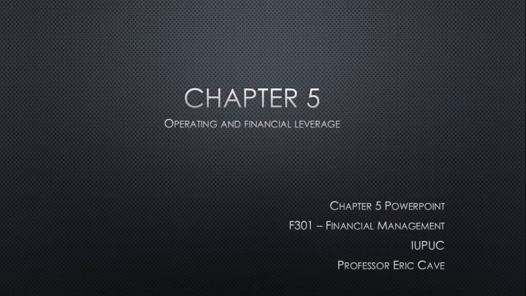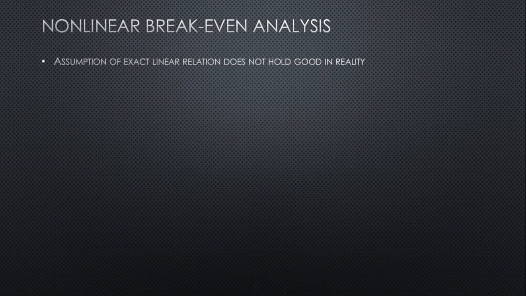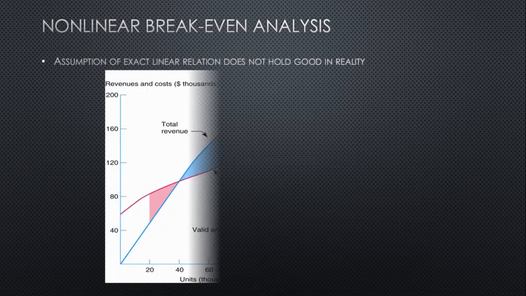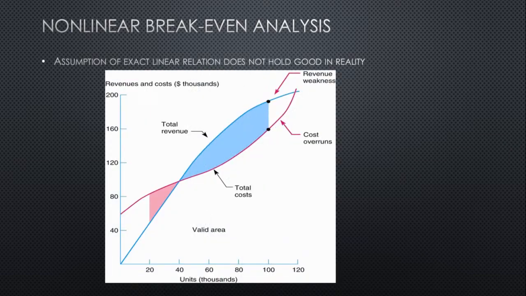Chapter 5, Operating and Financial Leverage. The next thing would be nonlinear break-even analysis. The assumption of exact linear relation does not hold good in reality. As you can see here, you'd have your break-even point, your total revenue and total cost, and how it kind of bows out. The further up you get, you can see that it becomes non-productive.